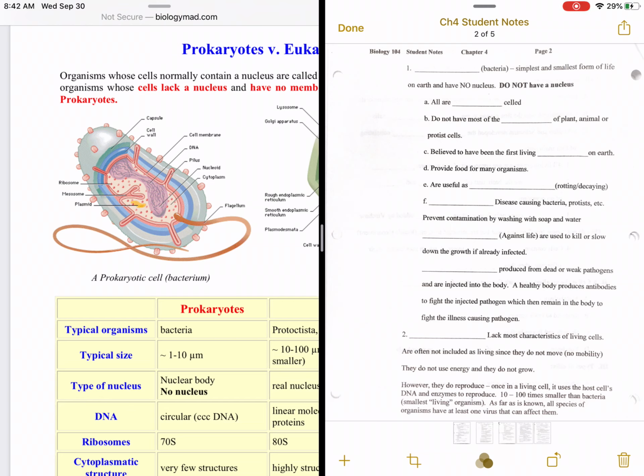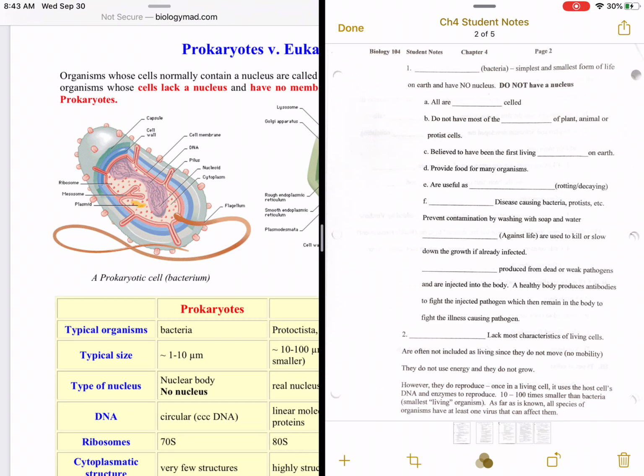There are antibiotics against, which are anti means against, bio means life, and they are used to kill or slow down the growth if already infected. There are also vaccines, which are produced from dead or weak pathogens that we have to fight against some of these prokaryotic cells, and they are injected into the body.